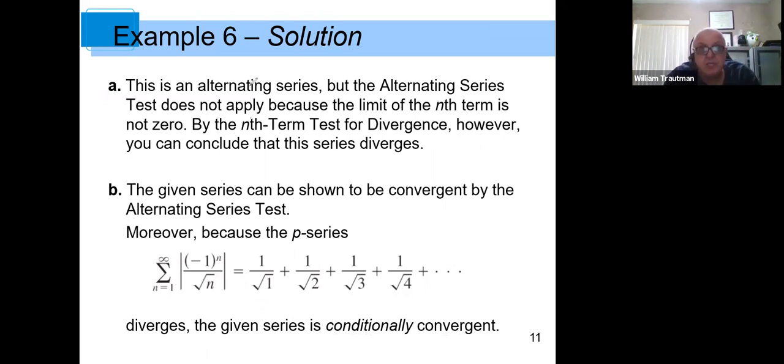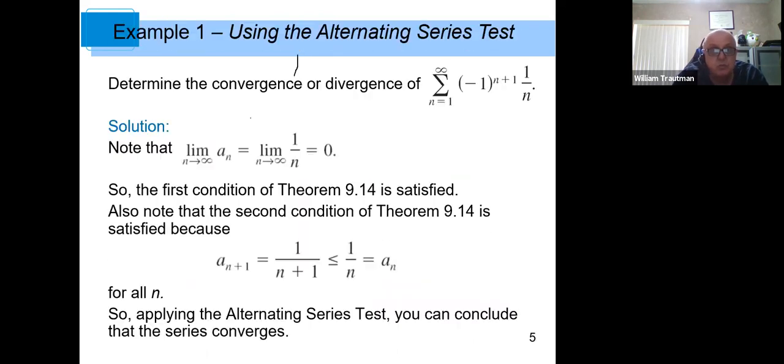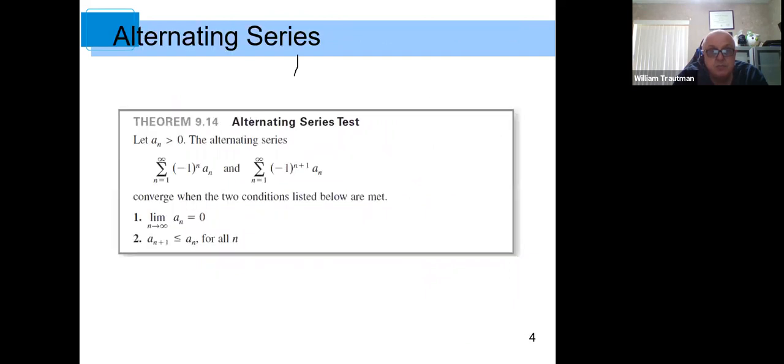And once again, the best way of looking at that is going back up to the rules that we've looked at. The a sub n has to approach 0. Ours does not approach 0. Each successive term has to be smaller, but ours was larger. Because the p series test diverges, then the a sub n diverges.